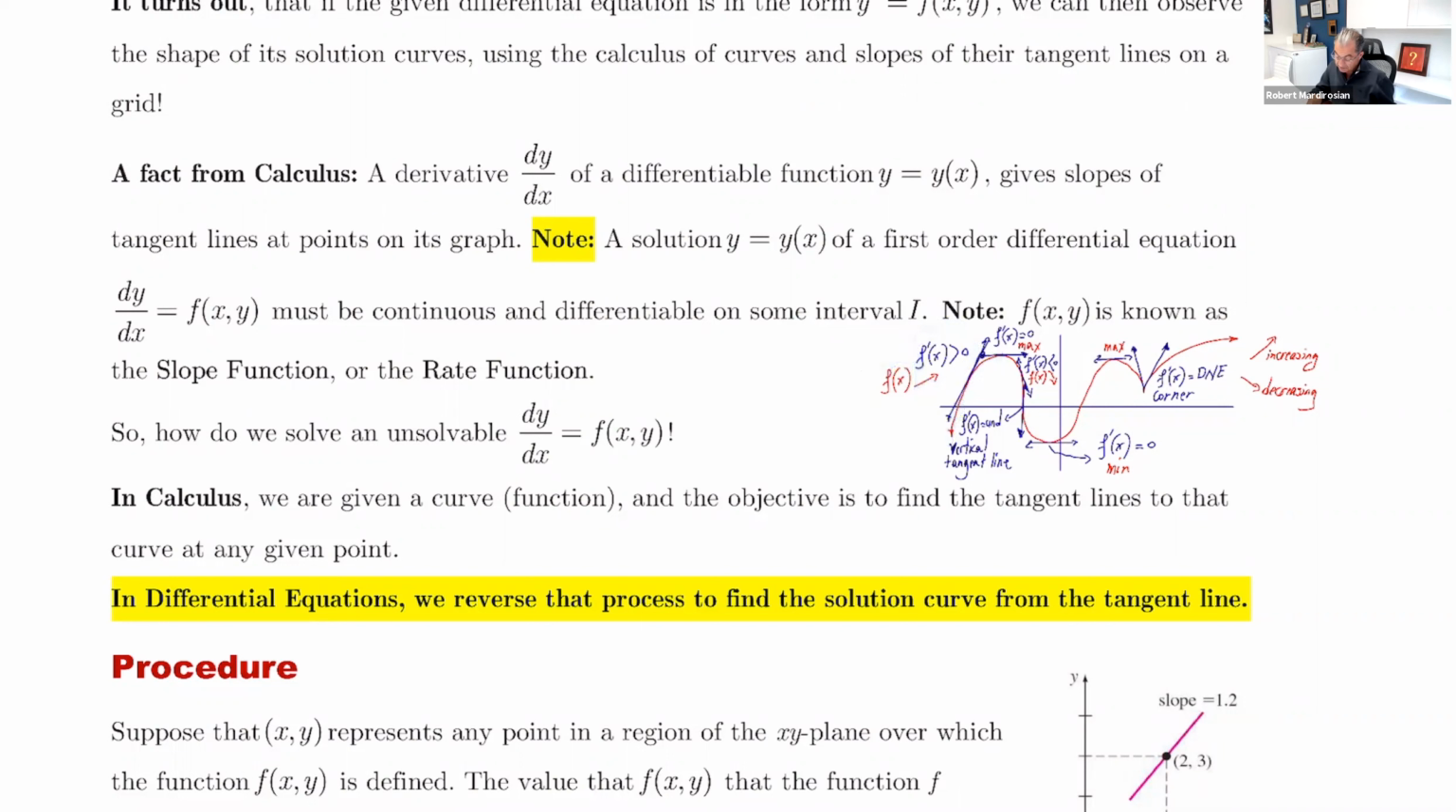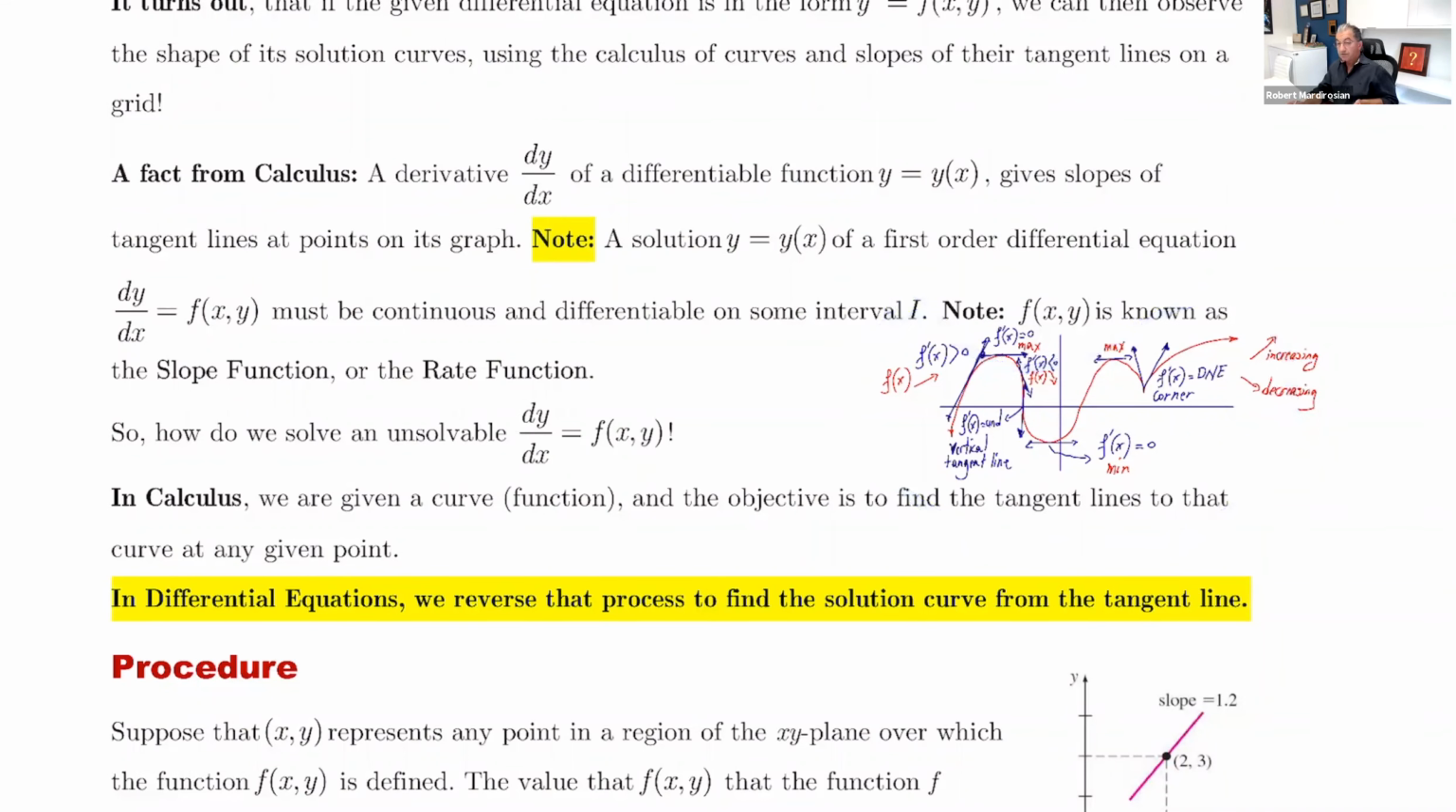When f prime of x equals 0, you either have a max, a turning point, or you have a min. And sometimes you have a corner. That's when f prime of x does not exist. So we learned that from calculus. I wanted to review that here.